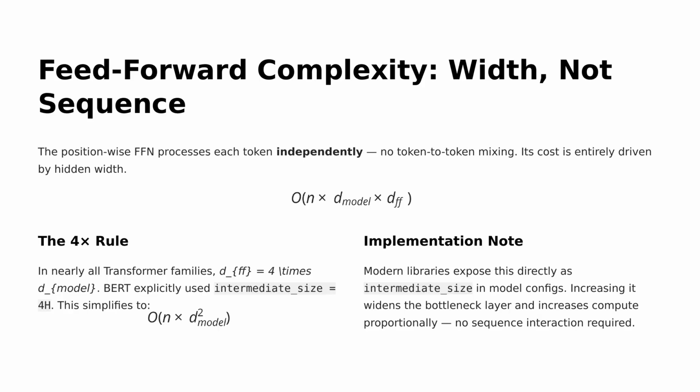The feed-forward network works on each token independently. So, unlike attention, there's no token-to-token mixing here. That means its compute is driven by width, not sequence length. In most transformer models, the hidden dimension follows the common 4 times rule: DFF equals 4 times D model. In practice, libraries expose this as intermediate size. If you increase that value, you widen the bottleneck layer and raise compute proportionally without introducing any sequence interaction.